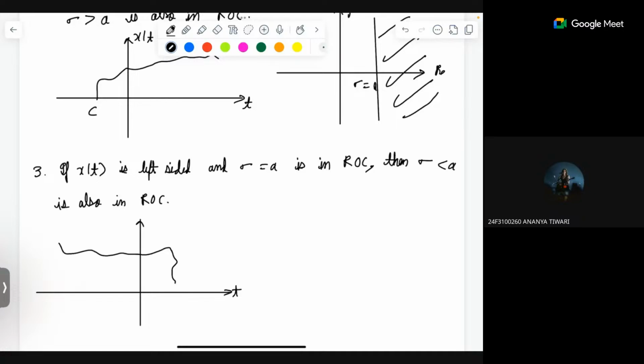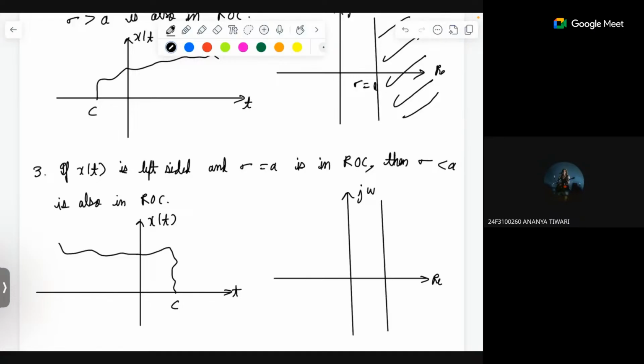So left sided means something like this exists in the left side, and this is my complex plane j omega. So again, this is the sigma equal to a line, but here the signal is left sided. So ROC will be to the left of it. So all of this will be part of ROC. Is this clear? Yes.